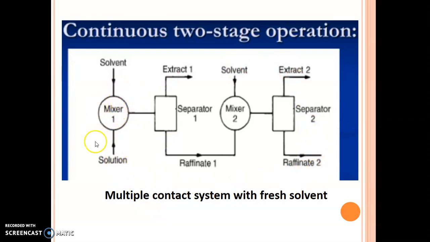So in first step, here you can see two immiscible liquids are mixed together and they go for separation. Okay, so extract 1 is obtained and the remaining portion, which is known as raffinate, is further mixed with the fresh solvent. Okay, then again it undergoes separation and extract 2 is obtained and the remaining portion, that is raffinate 2, is further mixed with the fresh solvent. Okay, so this procedure goes on. So that's why it is known as multiple contact system with fresh solvent.